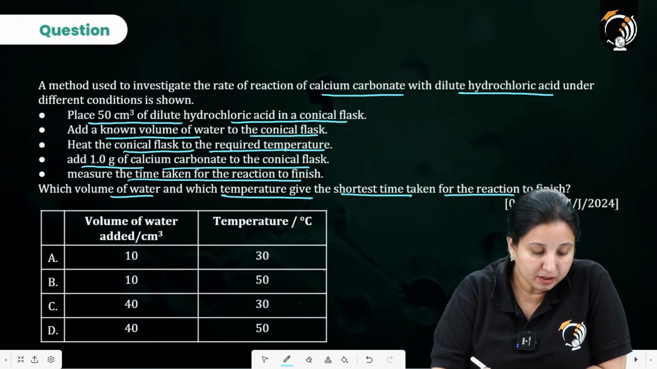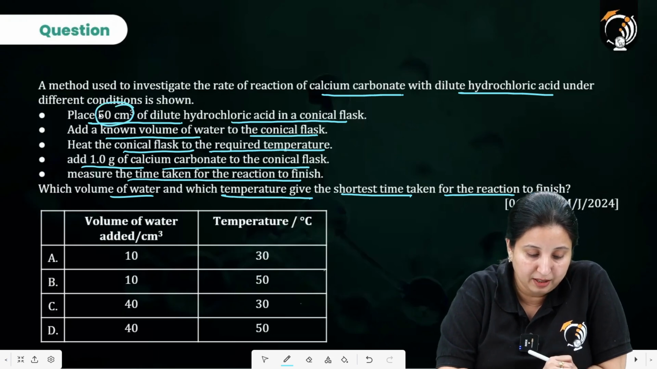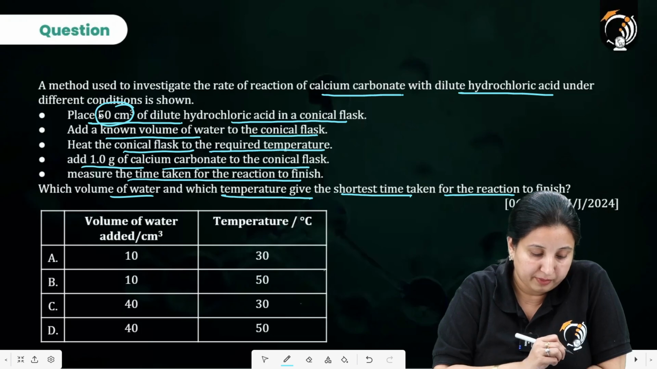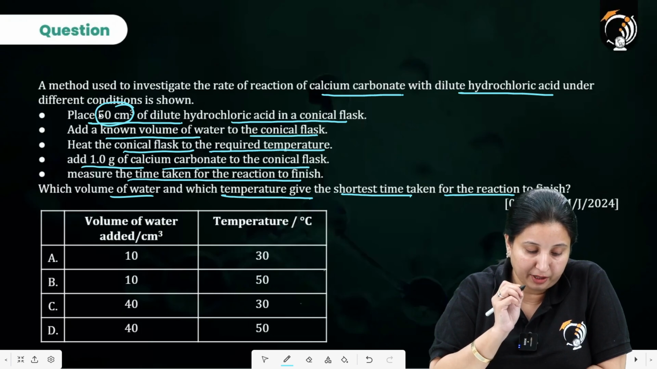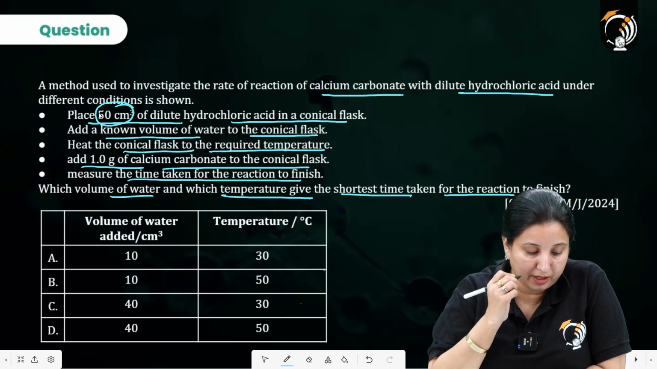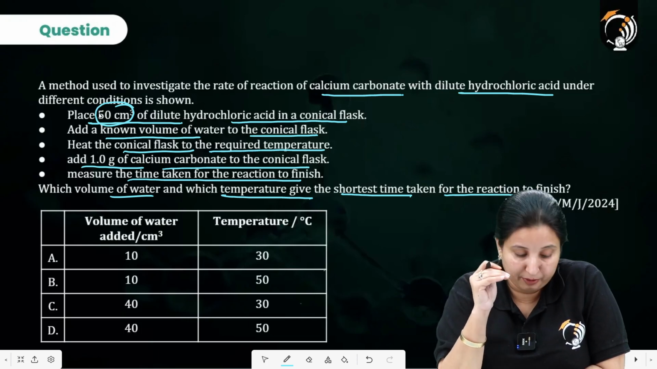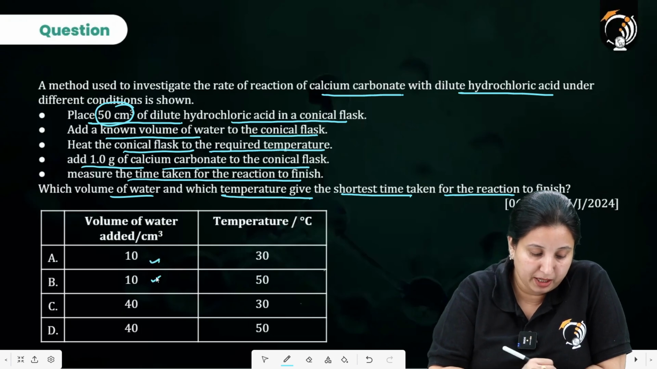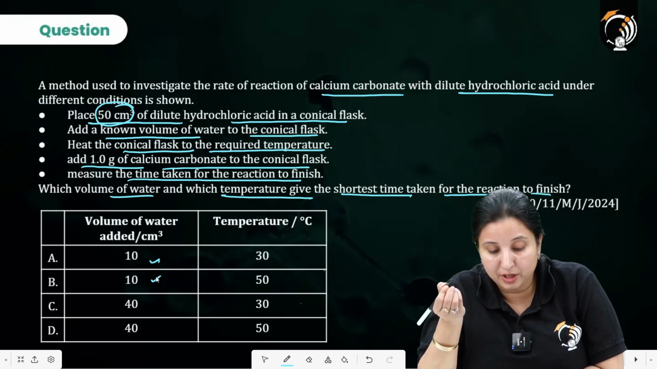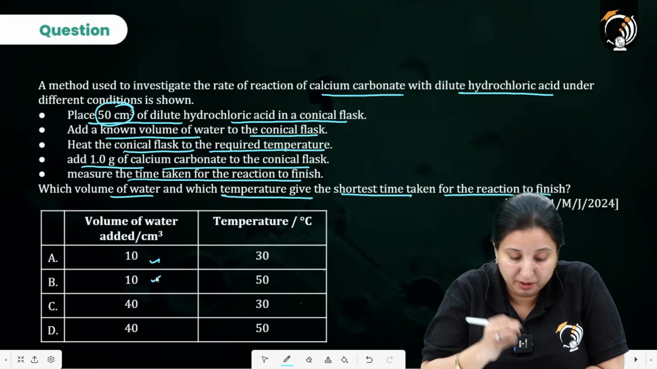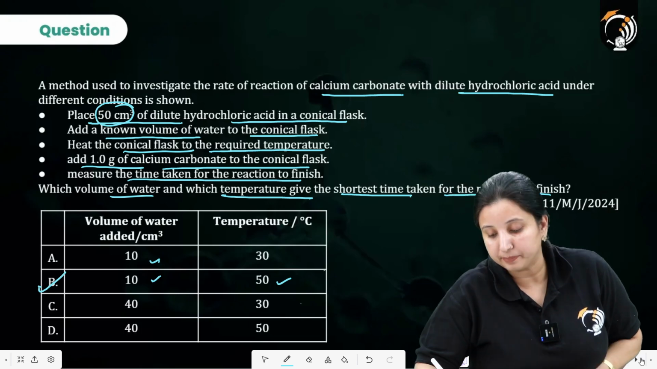Okay. So in starting we took the 50 centimeter cube of dilute HCl and the known volume of the water. We heated the conical flask and added the 1 gram of the calcium carbonate to the conical flask and measure the time. Which volume of water? Now look, it means the lesser volume we require to take, so I can expect from A and B. And temperature give the shortest time. Now more temperature I require to have. Why? Because there will be the more kinetic energy. So like this, option B is going to be my correct answer.